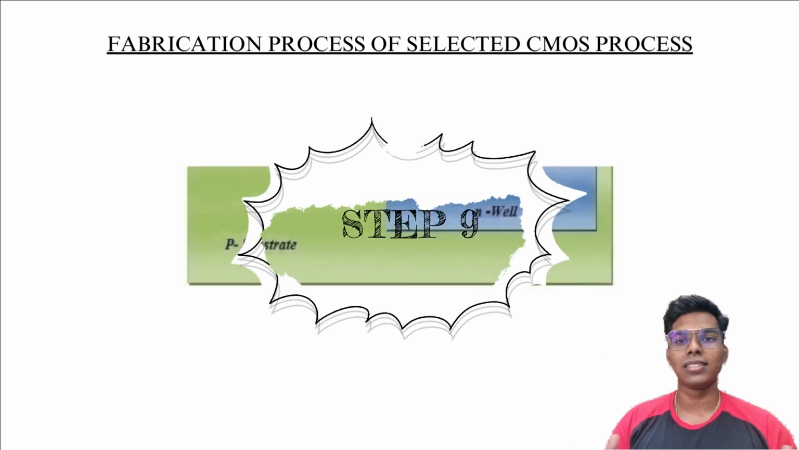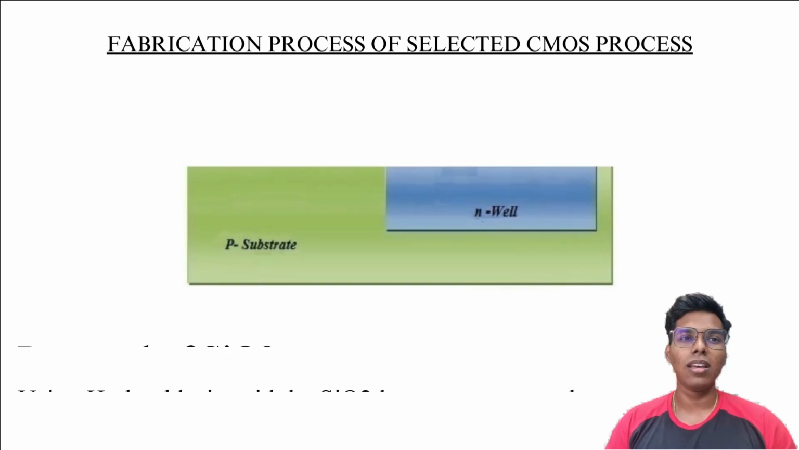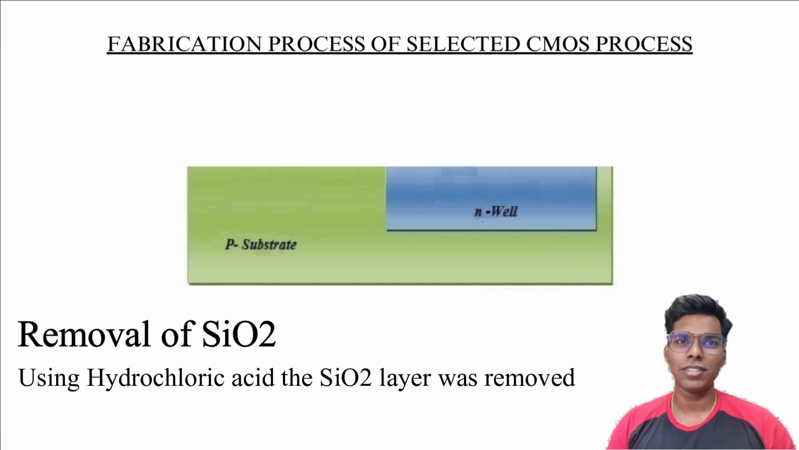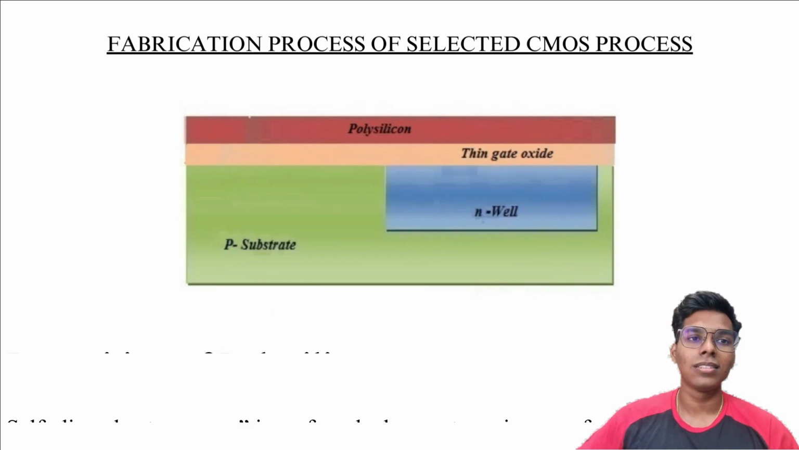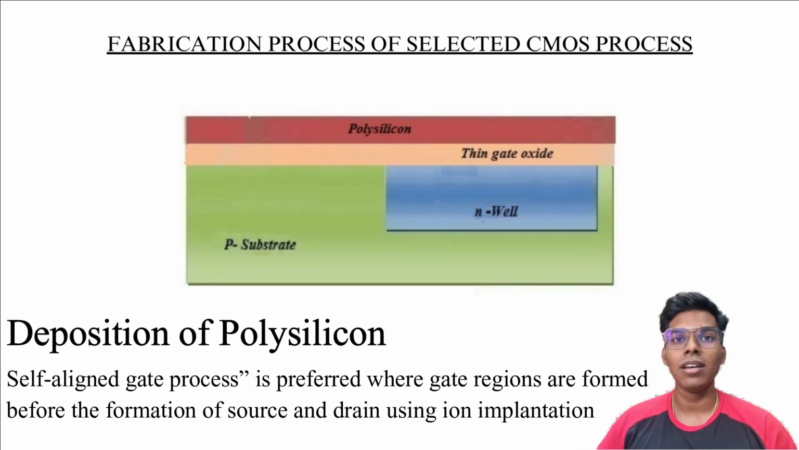Step 9 is the removal of silicon oxide. The silicon oxide layer has served its purpose and it's removed using hydrofluoric acid, revealing the N-well regions. The deposition of polysilicon will be step number 10. To avoid issues with gate alignment, we deposit a layer of polysilicon over a thin layer of gate oxide. This polysilicon layer can handle high temperatures during subsequent steps.